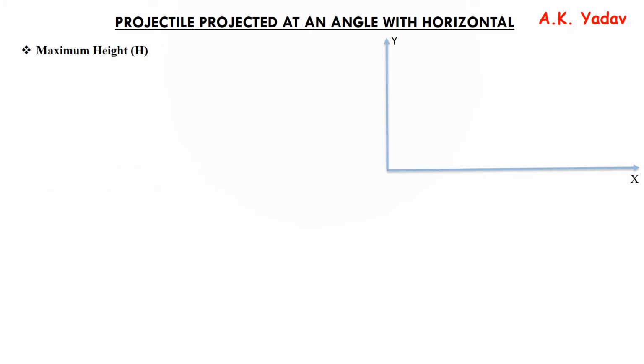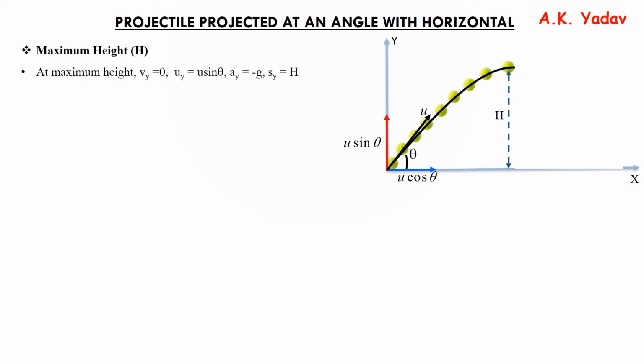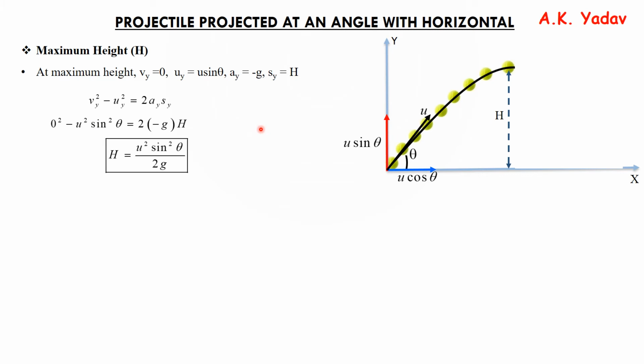Now we will find the maximum height. As you can see in the figure, it reached the maximum height, which we call height h. At the maximum height, the vertical final velocity is 0. Initial we know is u sin theta, a is minus g, and s is h. So we use the third equation of motion. When we put the values, we get h is equal to u square sin square theta by 2g.